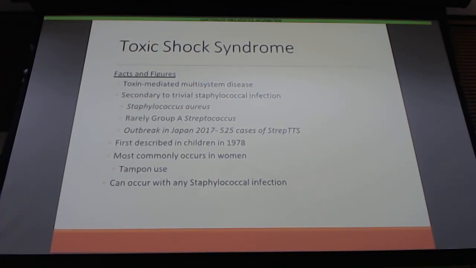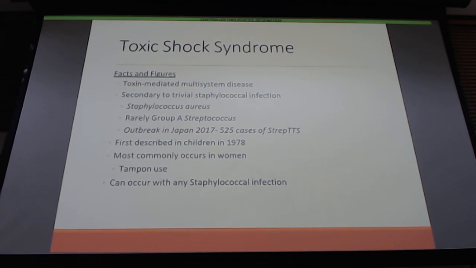This is caused by Staph aureus. Okay. There was an outbreak there between 2017, 525 cases. So in England and Japan, instead of using TSS or toxic shock syndrome, they use TTS, toxic thoracic syndrome. So they have a slightly different name for it, but it's the same exact thing. Okay, first described in children in 1978.